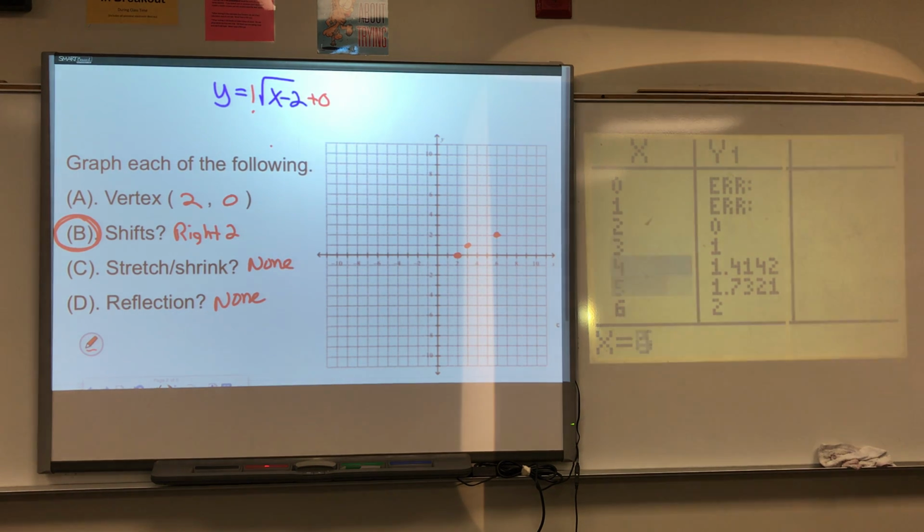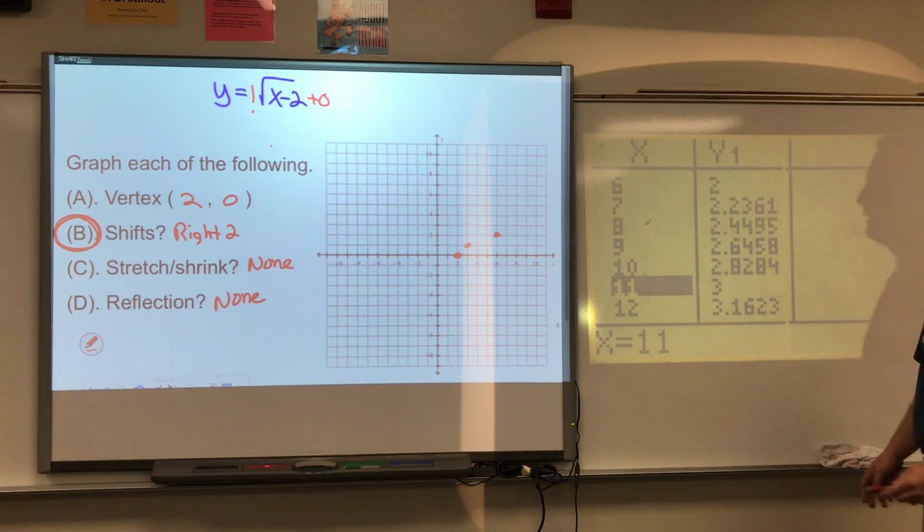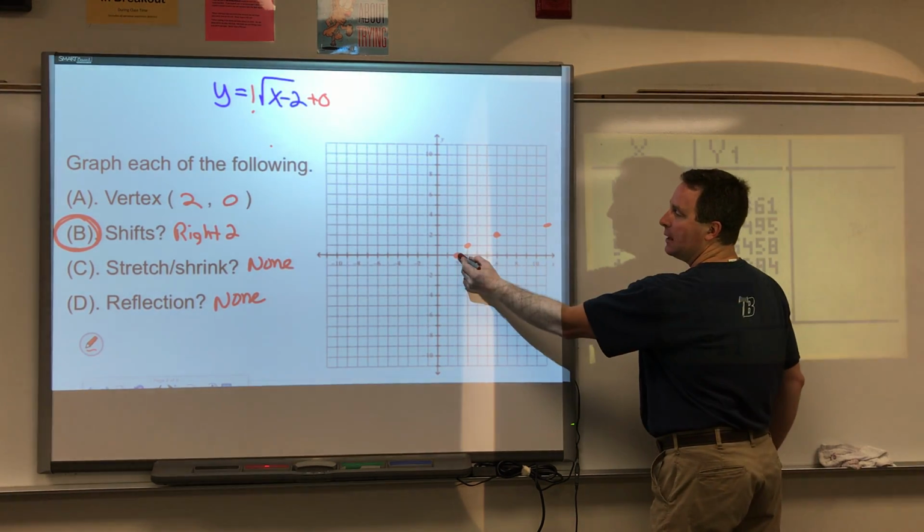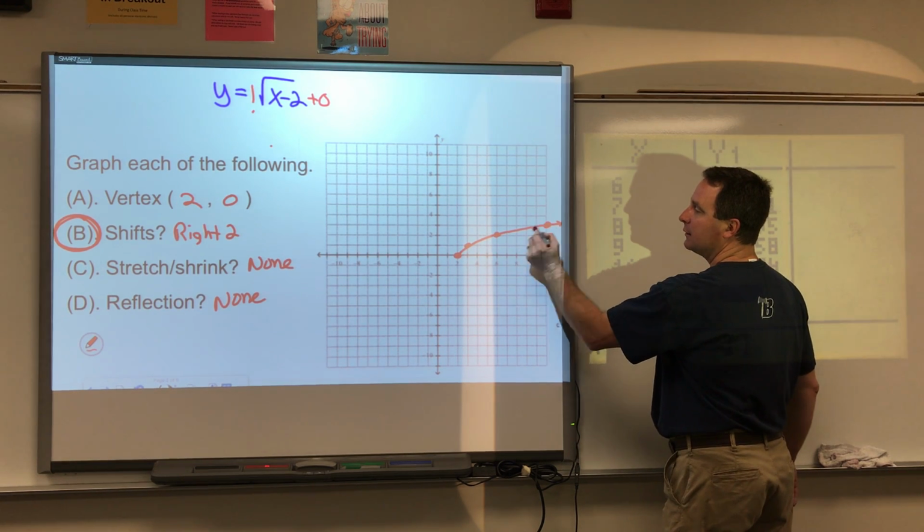Now let's see if there's one more in there before I get up to 10. Well, the next one is 11, 3. Okay, I guess here's 11, 1, 2, 3. I guess I could put that on there if I wanted to. And then I connect them with an arc.